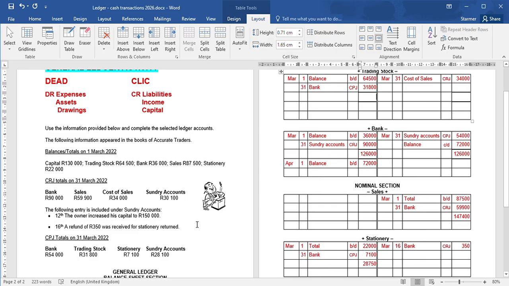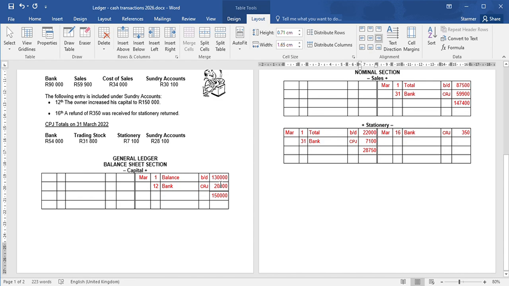Once you've done that, you start posting these journals to the ledger. So I'm going to start with the CRJ, and I'll start under sundry accounts. The first one on the 12th says that the owner increased his capital to 150,000. Now if you look here, the owner already has a balance of 130,000. So to get to 150, he's only going to put in 20,000. So the amount of capital that's going to be increasing here is 20,000.